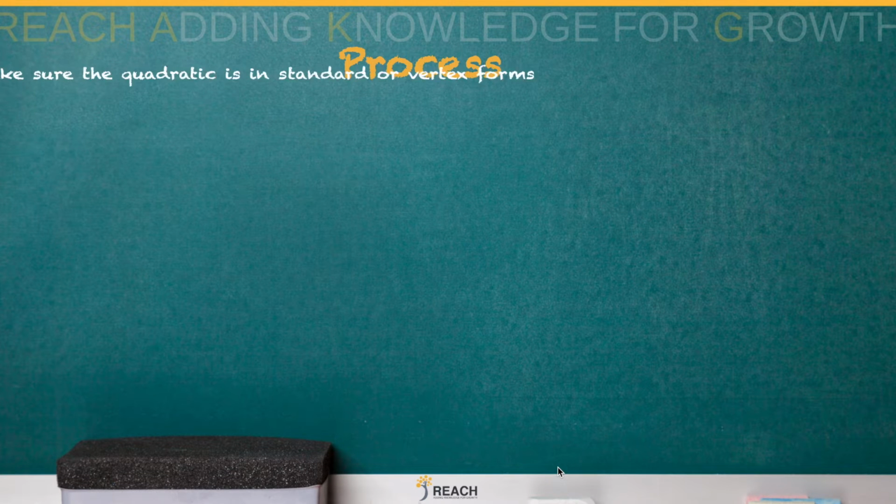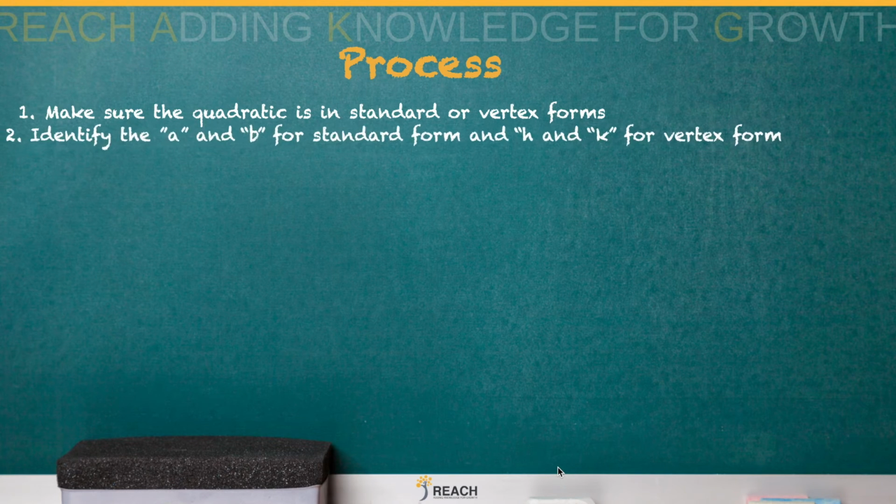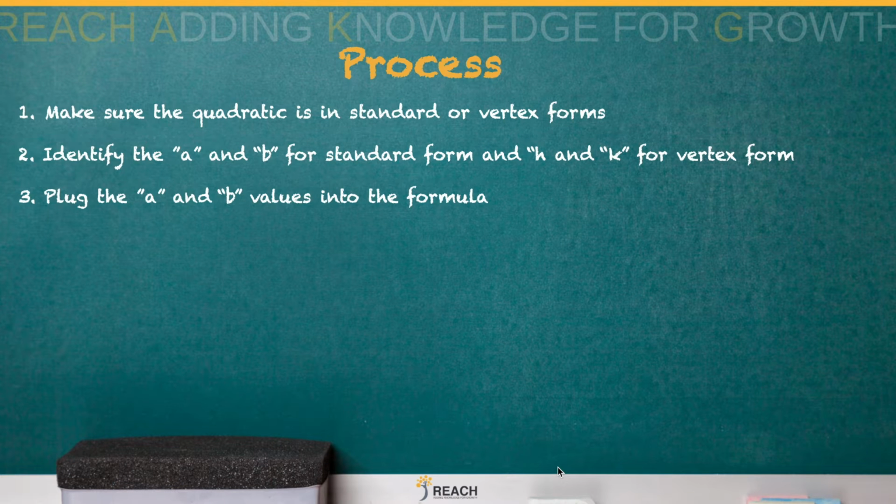All right, our process. What's the process? Make sure your quadratics are always in standard form or vertex form. And you just identify the a and the b. Why? Because we've got to use that negative b over 2 times a. And when it's in vertex form, we do the opposite of h, k stays the same. And you just plug those values into the formula.